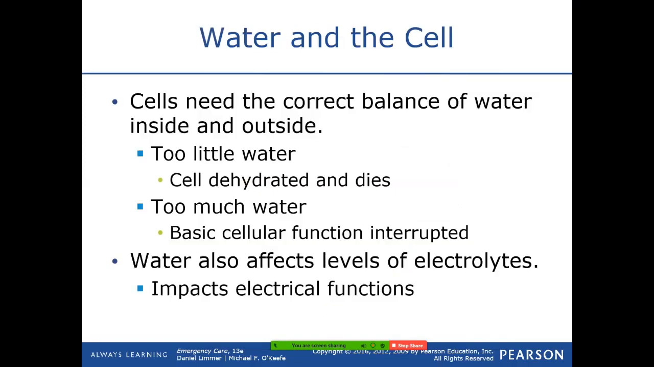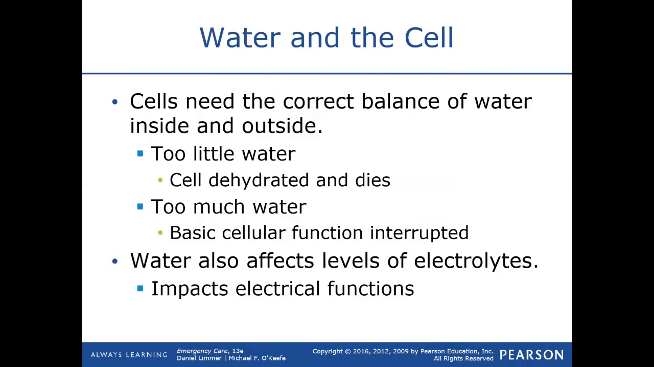All right, water. So water is very important. The cell needs water on the inside and the outside of the cell. Okay? Too little water, the cell can dehydrate. Too much water, you can interrupt the cellular function. So you're kind of watering down the system, and there's supposed to be a good balance. And your body's real good at maintaining that balance, but sometimes things can happen and affect that, and that can help us figure out what's going on with the patient.